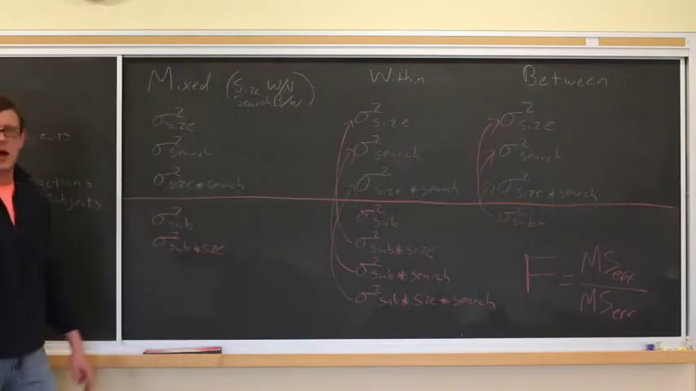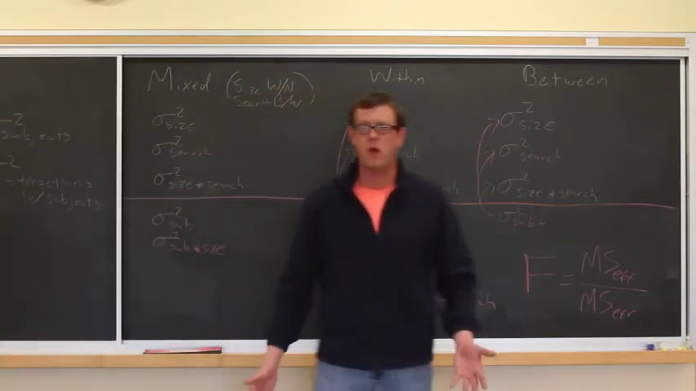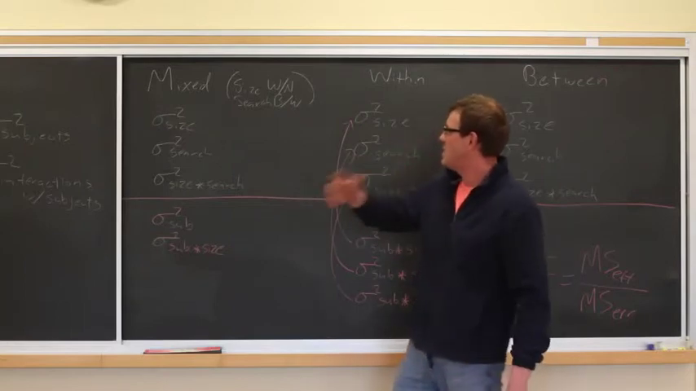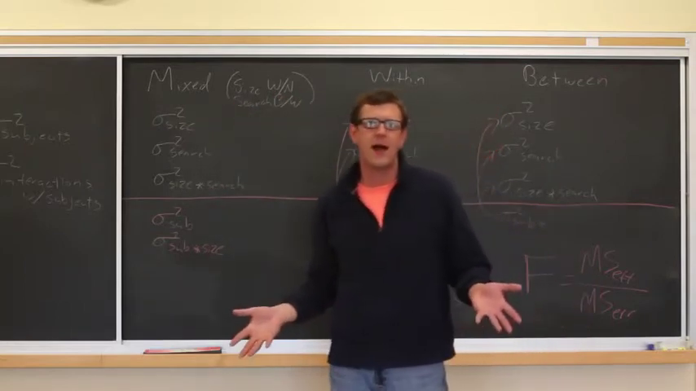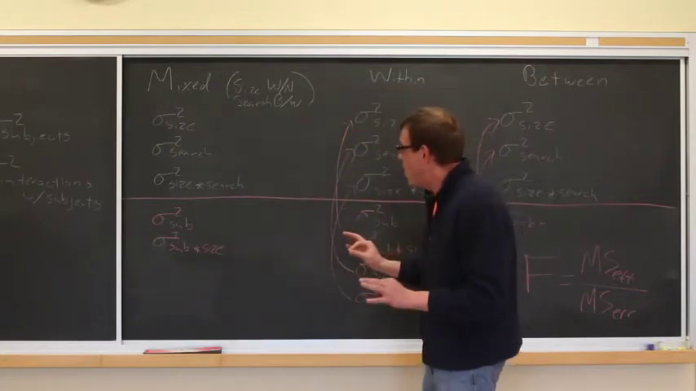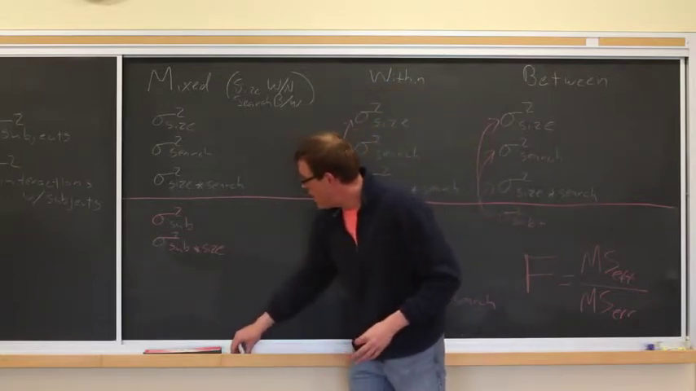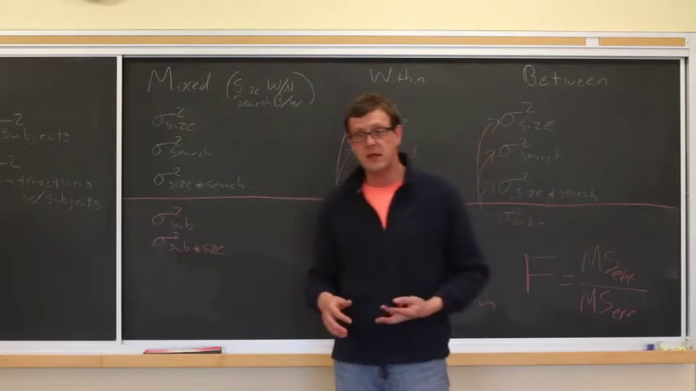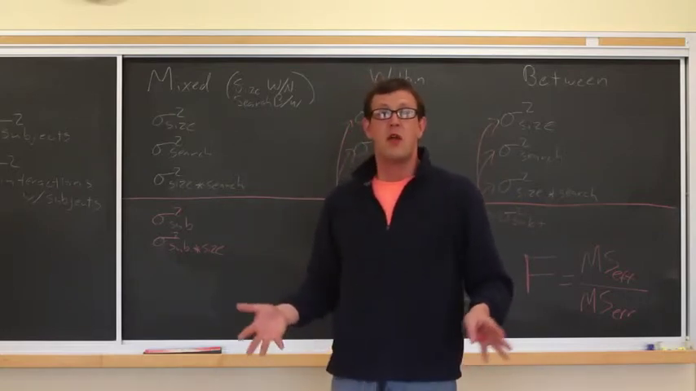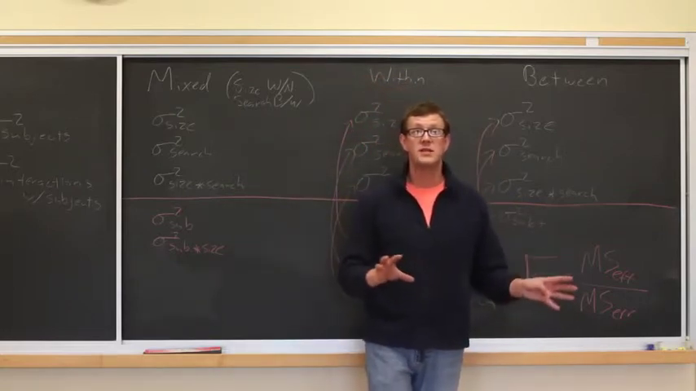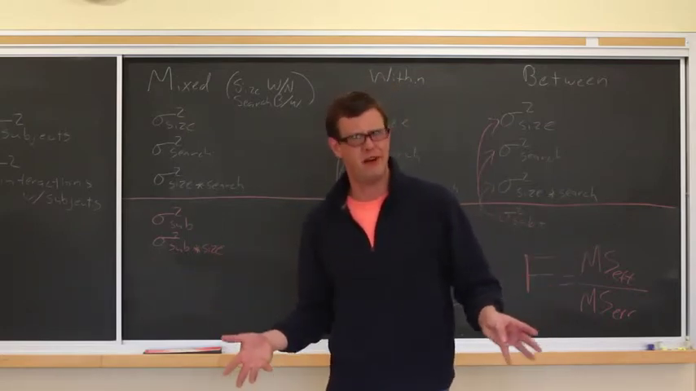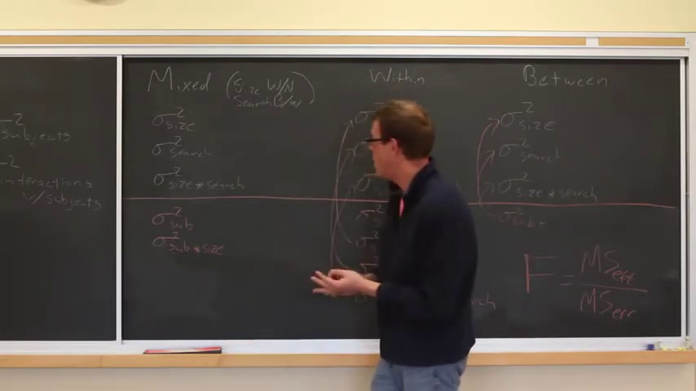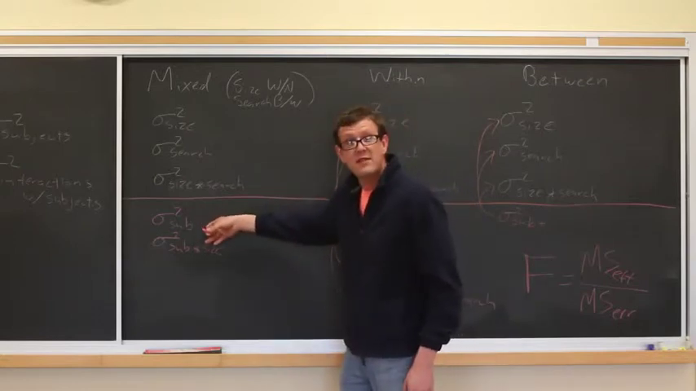In a mixed design, again, we have exactly the same questions that we initially had. Is there an effect of size? Is there an effect of search? Is there a search by size interaction? But now, our variance only gets broken up into pieces that are related to the within subjects independent variable. So, again, we have an effect of subject, right?